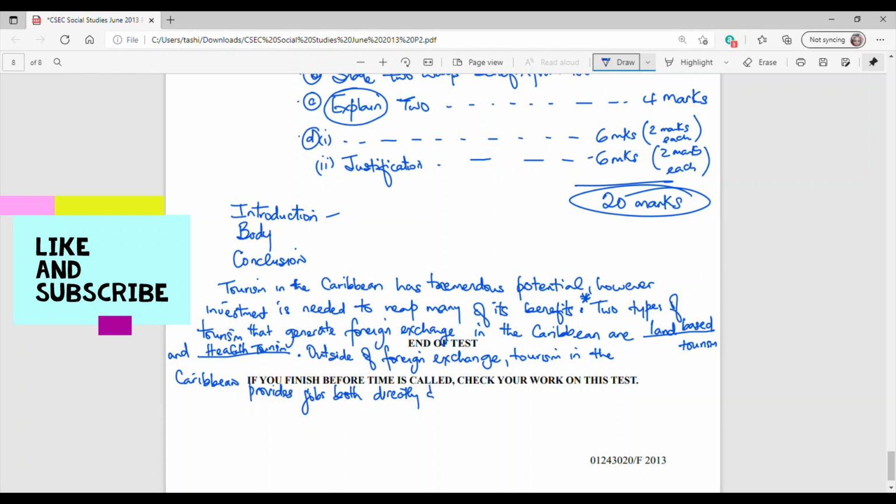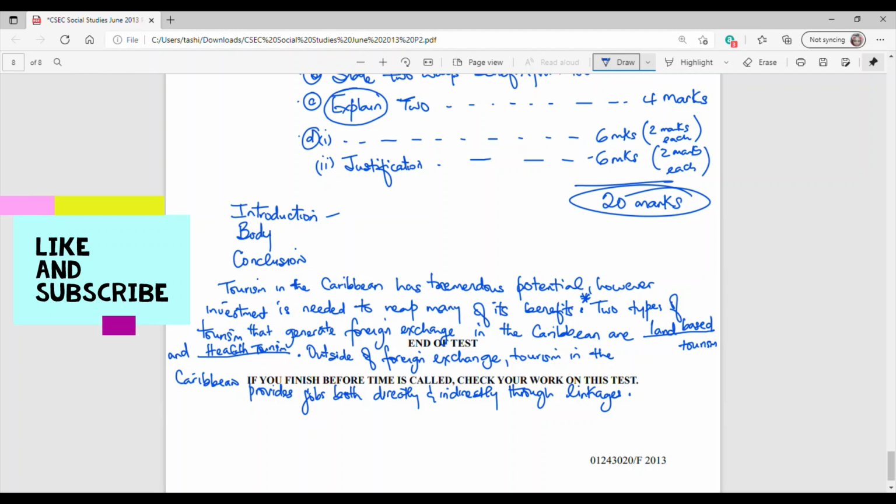Both directly and indirectly. We can say through linkages because we know what we're talking about, and we're trying to also show them that we know what we're talking about, right? Because we want to get full marks. So that would have been one of what they ask us to do. They ask us to state two benefits outside of foreign exchange. So we have given one: it creates jobs.